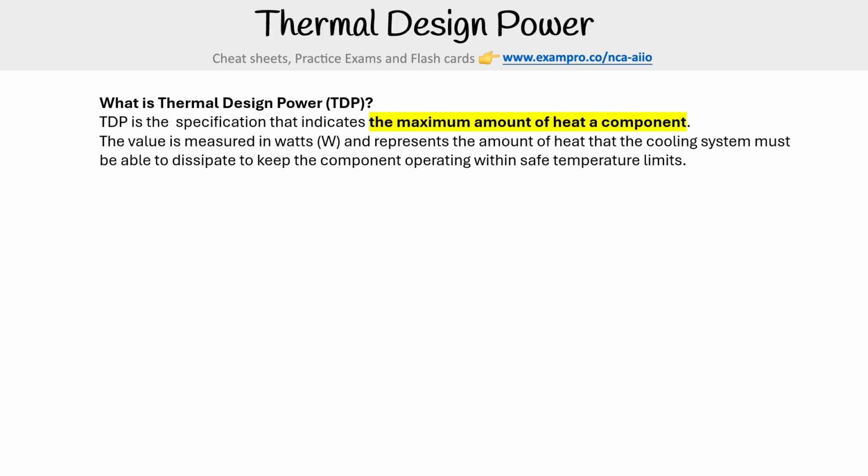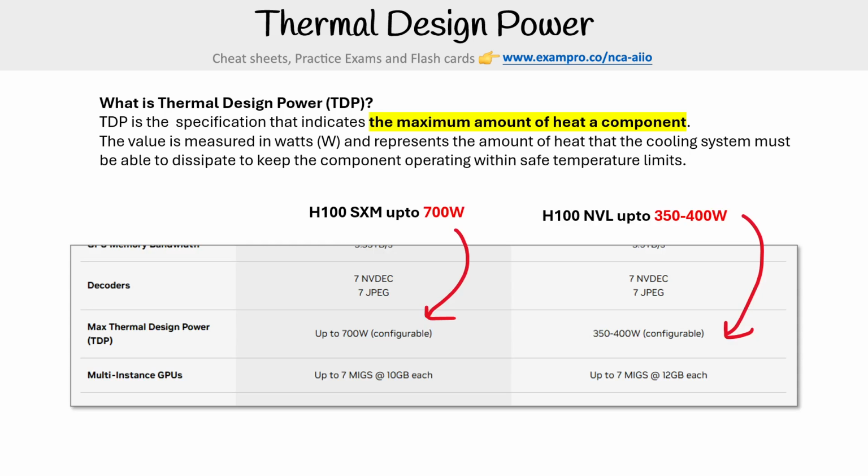Hey folks, let's take a look at thermal design power, also known as TDP. We already talked about this earlier, but I didn't give it enough attention. I want to make sure you fully understand it. So TDP is the specification that indicates the maximum amount of heat a component can take on. The value is measured in watts and represents the amount of heat that the cooling system must be able to dissipate to keep the component operating within safe temperature limits.